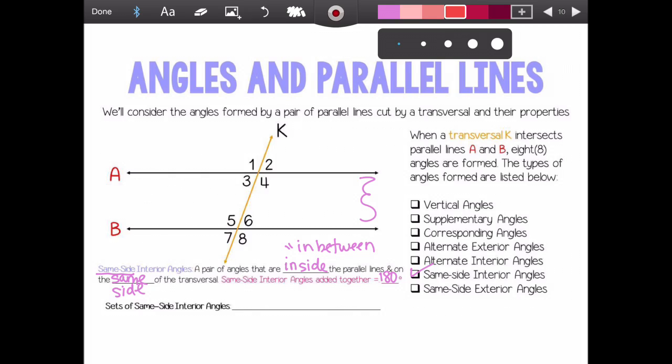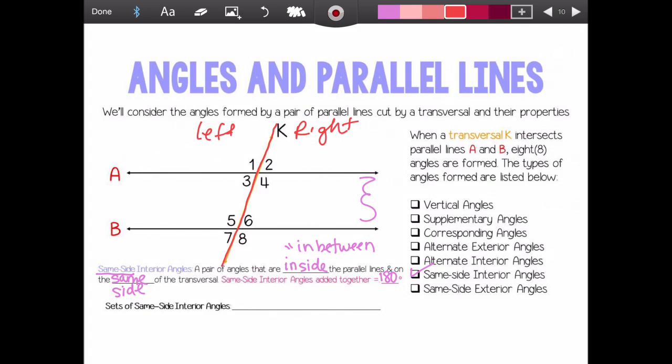Let's focus on, again, if they are talking about interior, they're going to be the angles between the parallel lines. And now we're looking at the same side of the transversal. So if the transversal is here, this is our left side, and this is our right side. So, for example, 3 and 5 are same side interior angles. They're both on the left side of the transversal, and they're both in between or inside the parallel lines. So angle 3 and angle 5.